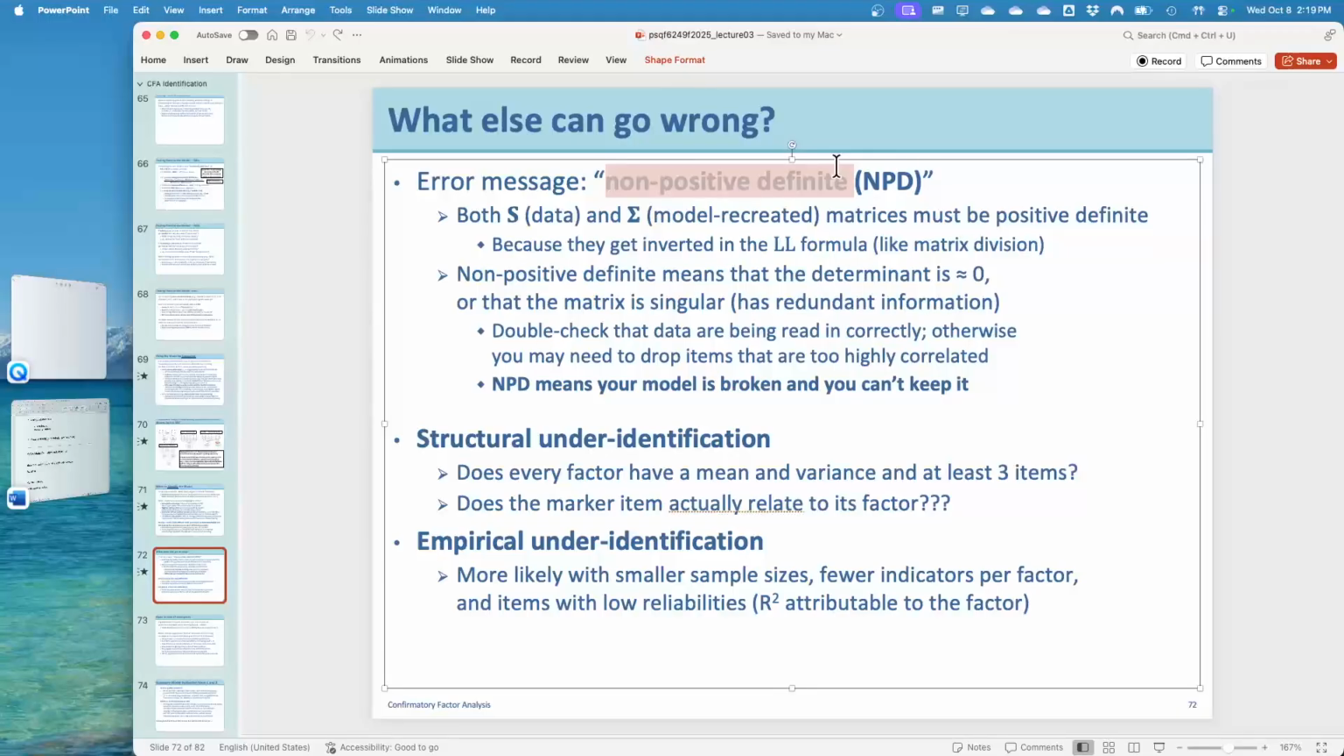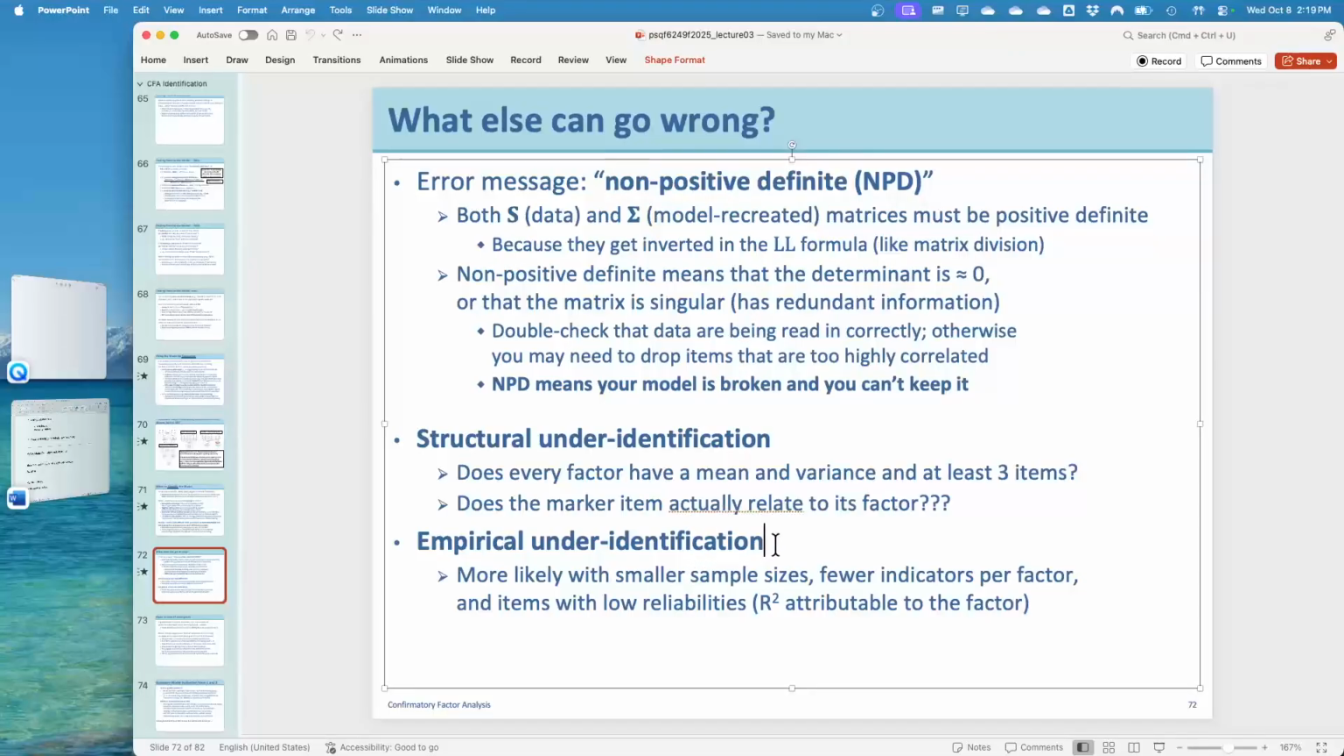By changing the marker, what we'll see in code is that lavaan and Mplus default to the very first item specified on a factor as its marker. If you change the order that the items are specified, instead of Y1, Y2, Y3, make it Y2, Y1, Y3, it changes the marker.